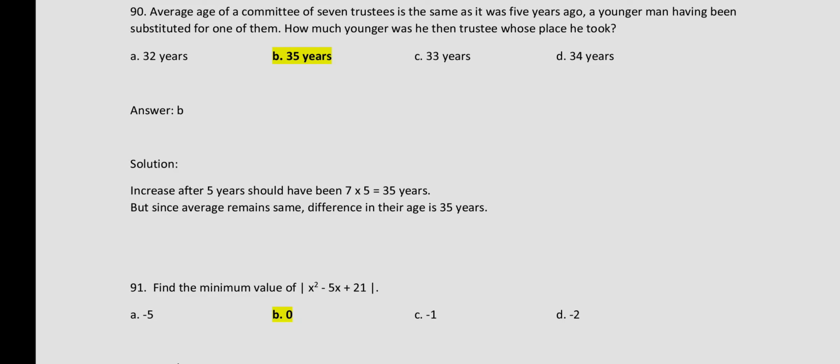Number 90. The average age of a committee of 7 trustees is the same as it was 5 years ago, a younger man having been substituted for one of them. How much younger was he than the trustee whose place he took? The answer is letter B, 35 years.